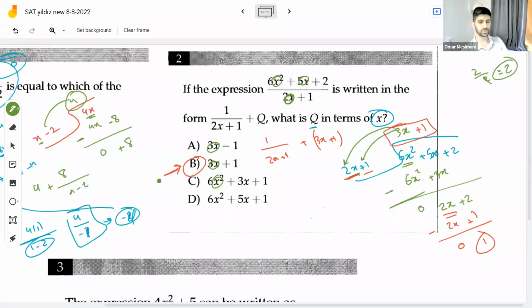Yeah, I can't choose this one. No, I can't, because this is a division. That's the only way. No, you cannot, because I'm not looking for an expression. I'm looking for this.